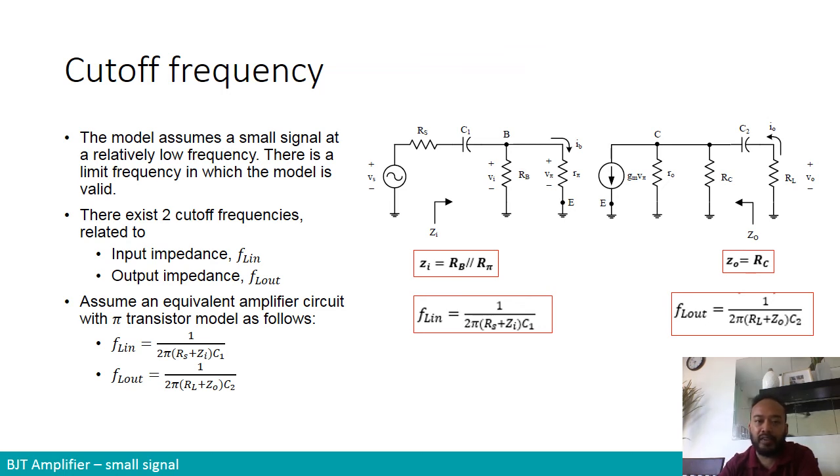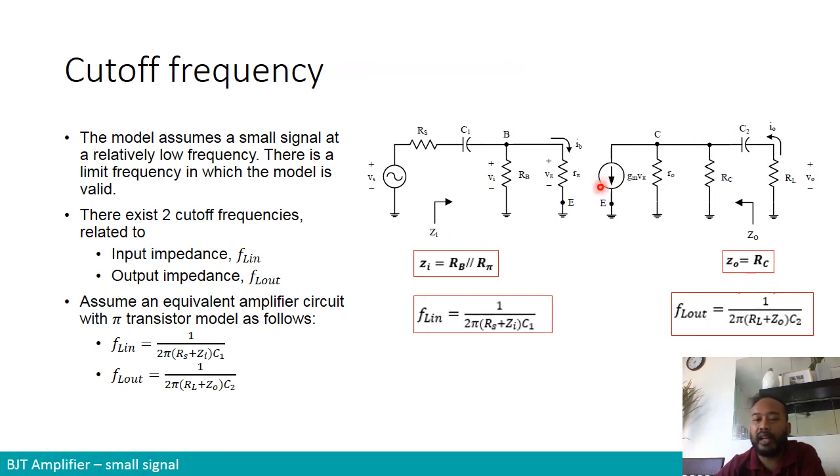And then of course, as we were discussing the high frequency equivalent model and the cutoff frequency, the thing that I have not mentioned is that we need to integrate it for the low frequency model as well. In the low frequency model, there are also cutoff frequencies, right? When the model assumes small signal at relatively low frequency, there is a limit of frequency as well in which the model is valid. So there are two cutoff frequencies, for input I'm going to call it FL in, and for output impedance FL out. So it's related to both of them.